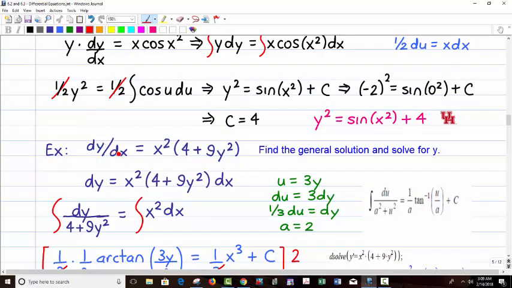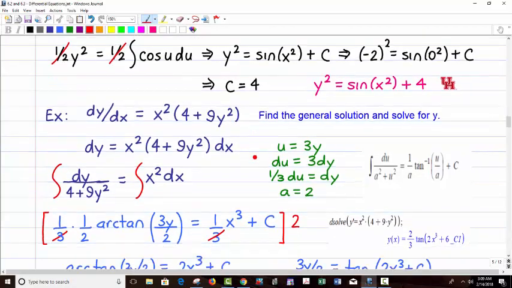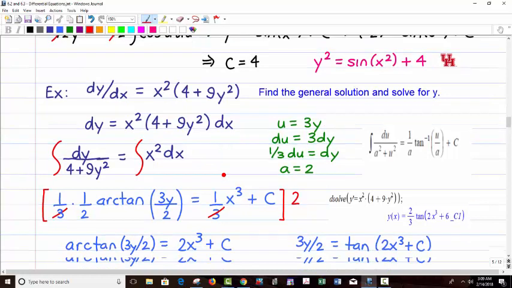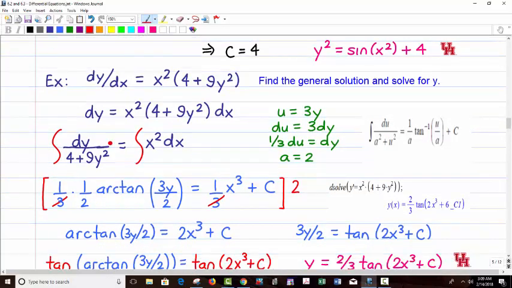So what am I going to do here? First step, I'd bring the dx up and over. That's usually a good idea. And then, okay, I've got to get rid of what's in the parentheses there. That would leave the x's on the right. So divide both sides by 4 plus 9y squared. So we have dy over 4 plus 9y squared equals x squared dx.